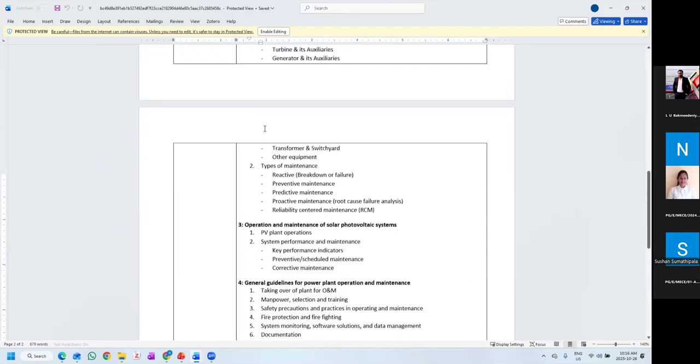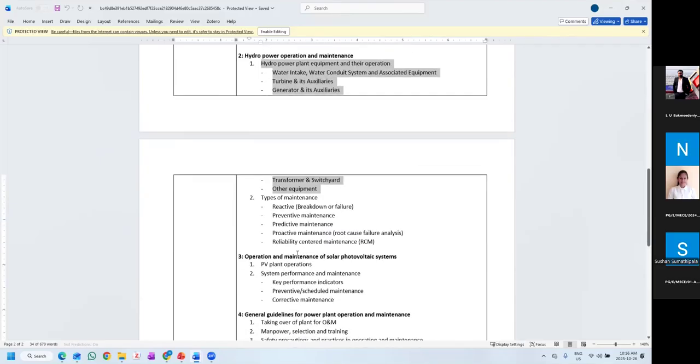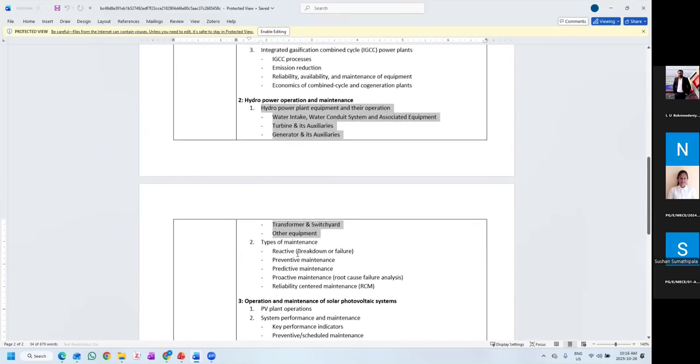So actually, I have started my material going in with the hydropower operation and maintenance. Mainly the material that I have uploaded is regarding the plant equipment and operation. So what I will be doing is I will upload a recorded lecture as well as the slides and the material that is necessary for each of the components.